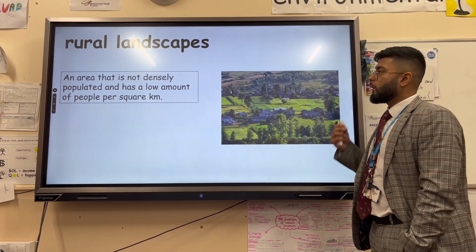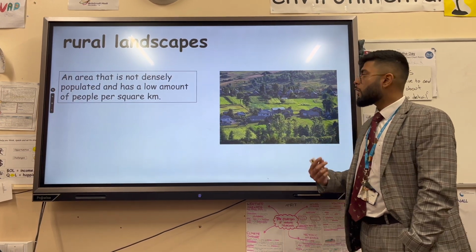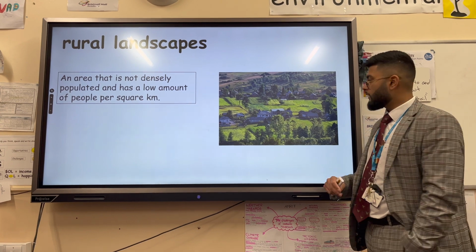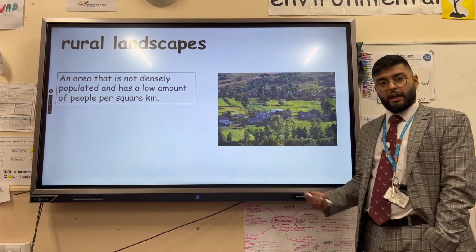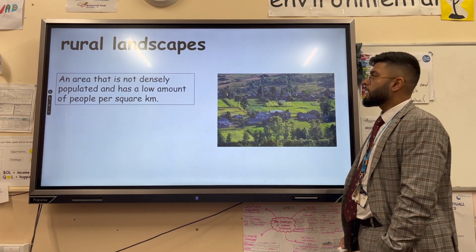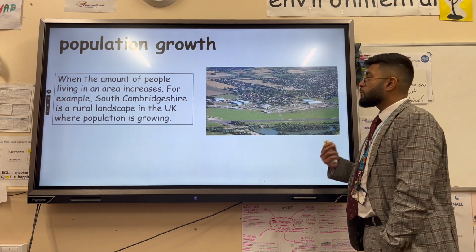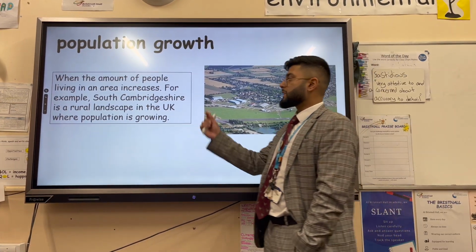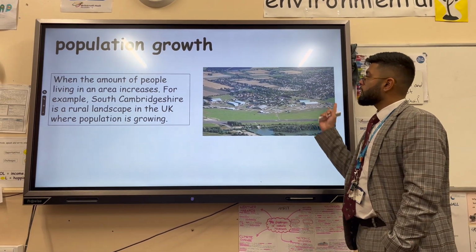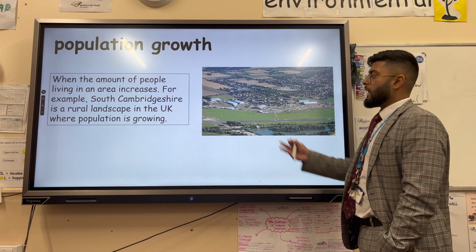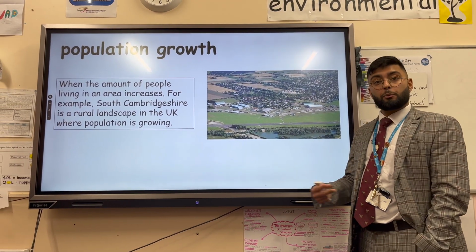Rural landscape. So a rural landscape is an area that is not very densely populated, or not many people live in a small area. We can see that generally in this whole landscape, you might only have about 10 families, probably about 50 to 100 people. And some rural landscapes are experiencing population growth. So our example is South Cambridgeshire. As you can see, this small rural area, from all the residential housing that is being built and the loss of greenfield sites, is experiencing population growth.